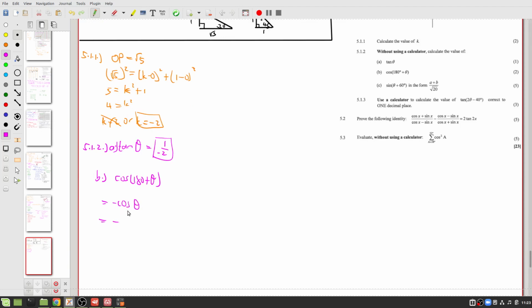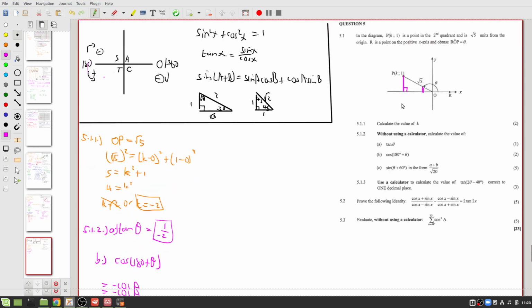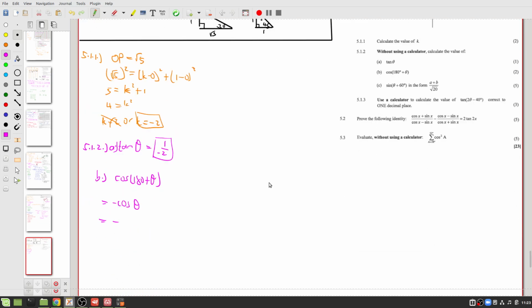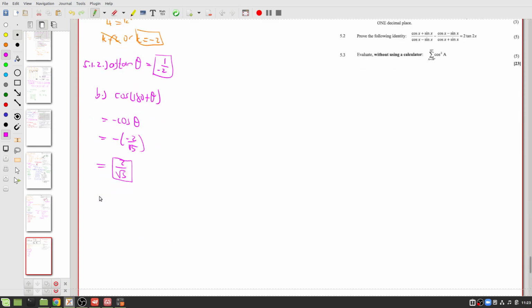Okay, and we can just read off the cos theta value here. Cos is adjacent over hypotenuse, so cos theta is -2 over root 5. And negative makes a positive, so it's +2 over root 5. Good. Question C.